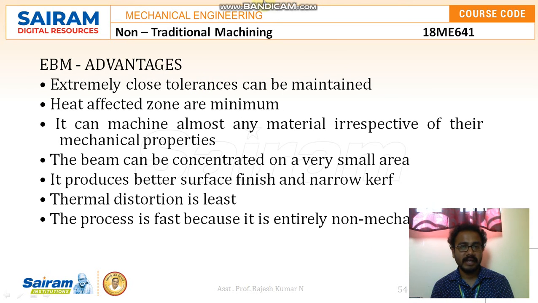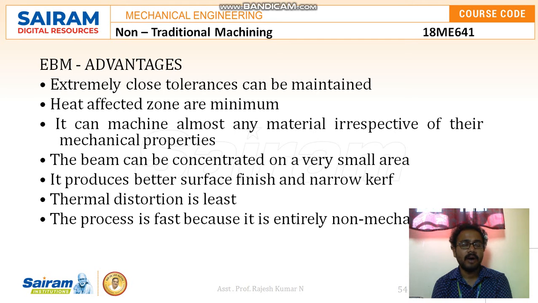Then we'll move to the next topic, advantages. We should discuss all these advantages in detail. The first advantage is that extremely close tolerances can be maintained. First of all, we prefer electron beam machining for very small sizes and very complicated designs and shapes. Even then, extremely close tolerances can be maintained, meaning we can see the accuracy in the way machining is carried out, and the heat affected zone is minimal.